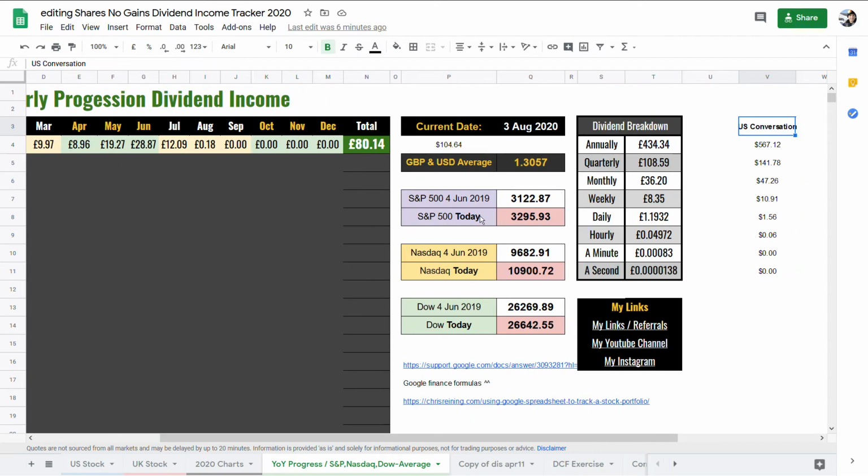And I can compare my portfolio to the S&P 500, the Nasdaq, and the Dow. So I can see how it's doing. Right now it's beating the S&P 500. And annually I get this, and then I can see the breakdown. So daily I receive £1.19, but actually it should be a little bit higher when it loads fully. And per hour, almost 5p. So it's quite helpful.